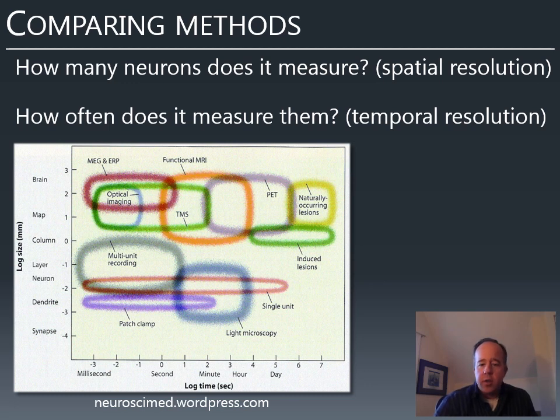So these are our two questions, our two ways of comparing methods. We've already seen observational versus manipulation. We've seen structure versus function. We've seen invasive versus non-invasive. And those are considerations. But we also have to think about how good is the technique for measuring whatever it is we're interested in.